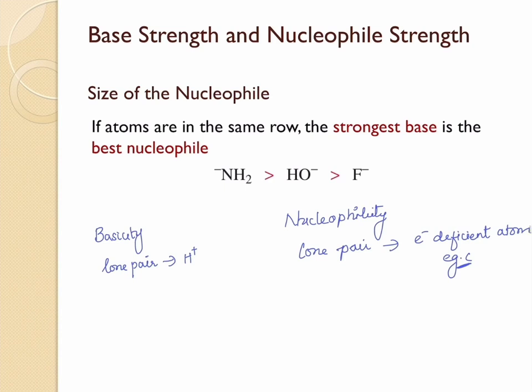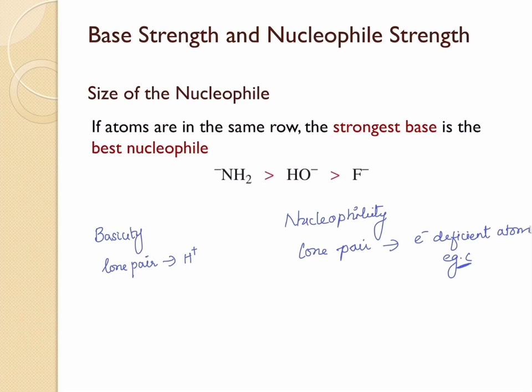Now that we know the difference between basicity and nucleophilicity, we can definitely tell that in an SN2 reaction, it is the nucleophile which is going to take part in the reaction and not the base, where the nucleophile is going to go and attack an electron deficient atom. In general, if the attacking atoms are the same size, then stronger bases are better nucleophiles.